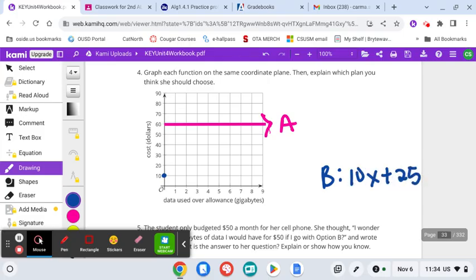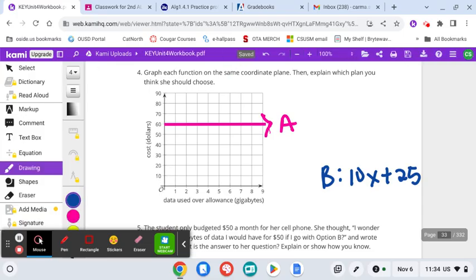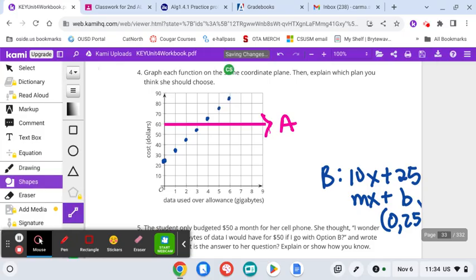So our starting, I put the slope on accident. Our starting is at 25. That's my b of the mx plus b. That's my y-intercept at (0, 25). So we start at (0, 25), and then we go up 10 over 1, up 10 over 1, up 10 over 1. And there's our line of increasing values.